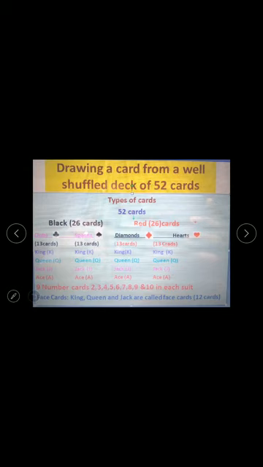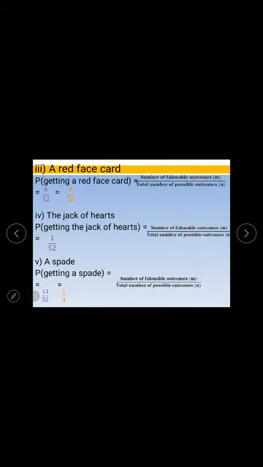Then a spade. How many are there? Spade means this one. It is a suit. It is a type of cards, a group of cards. How many are there? Yeah, 13 are there. So probability of getting a spade is equal to number of favorable will be 13. 13 by 52, cancel by 13. 13 ones are 13, 13 fours are 52. 1 by 4. Okay. Always try to cancel.